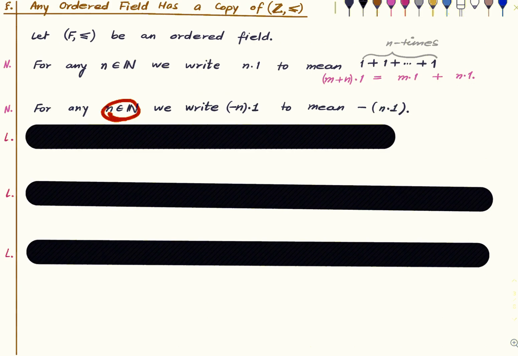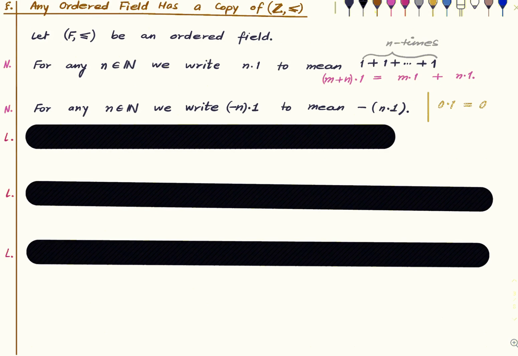For any natural number n, we write minus n dot 1 to mean the additive inverse of n dot 1. So suppose we want to know what is minus 3 dot 1. First you find 3 dot 1 and then you just take the additive inverse. So this definition should not be confusing or convoluted or anything. This is a very simple definition. And I should also mention that 0 dot 1 is by convention taken as 0. So let me write it here. 0 dot 1 is 0.